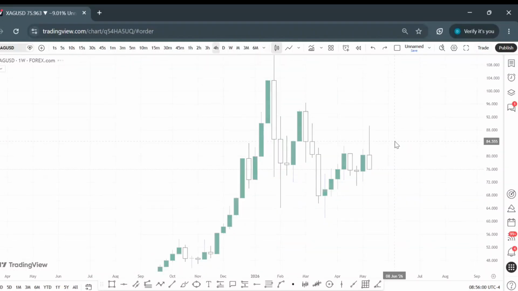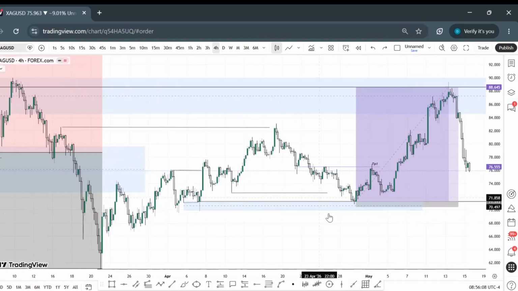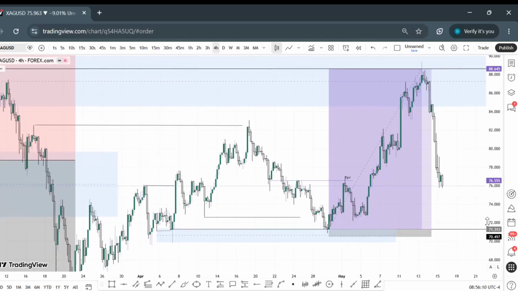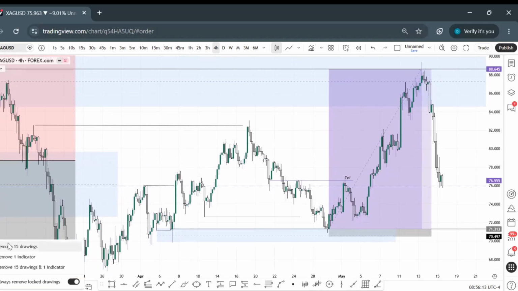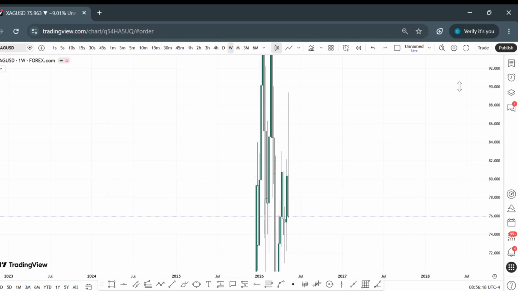In this video, we'll be explaining how we actually catch the silver move trade, how we catch the move on silver. Let me clear all these things and tell you guys how we actually catch that trade.